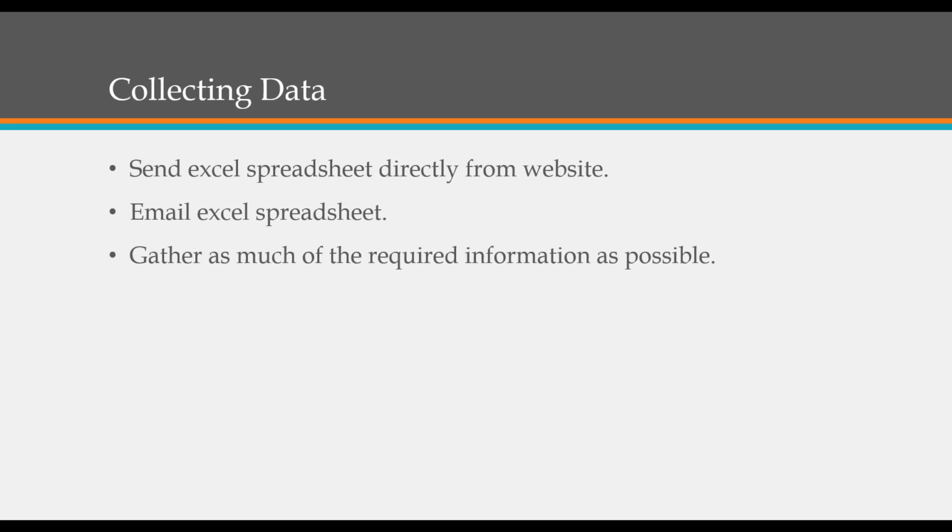So you need the data in order to run the model. So there's kind of two ways to collect the data. Impact data source kind of has a spreadsheet, and if you get that spreadsheet filled out with as much information as possible, you should be able to fairly easily run the model. So you can either send the Excel spreadsheet directly from the website, and then we also have it that we can email it directly to the client.